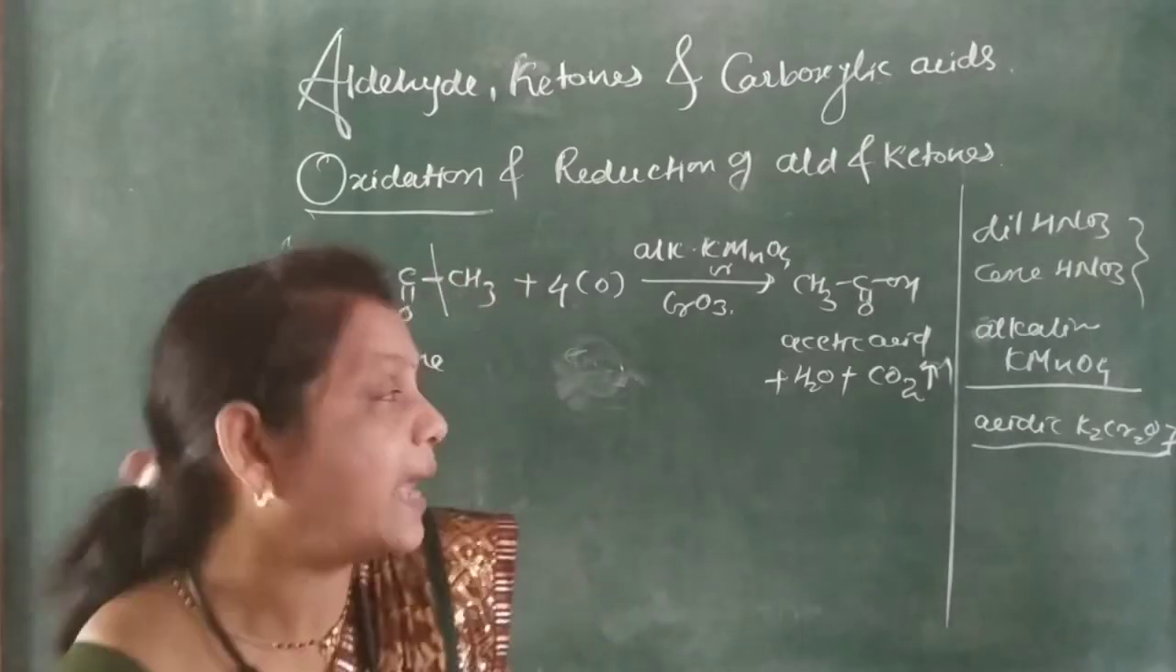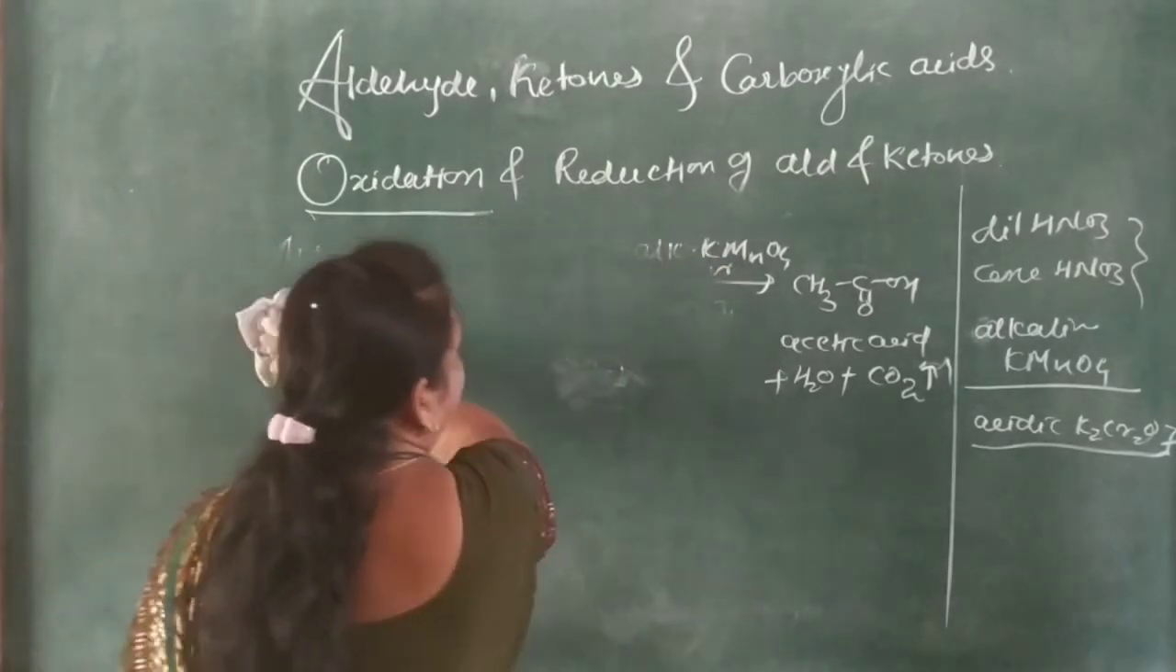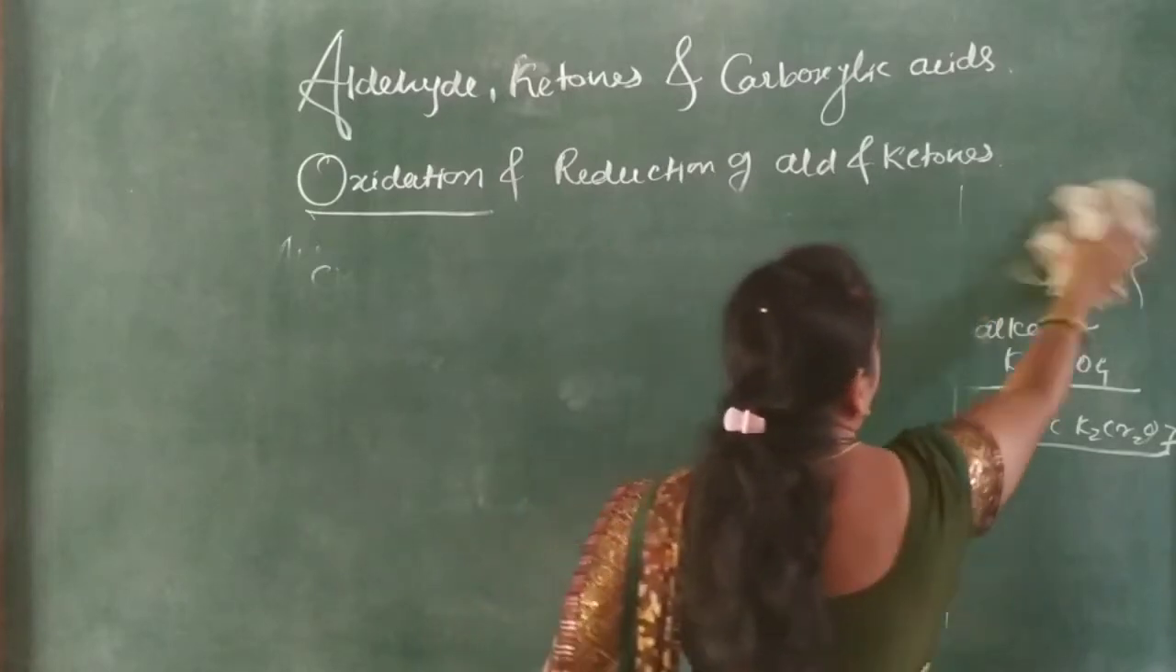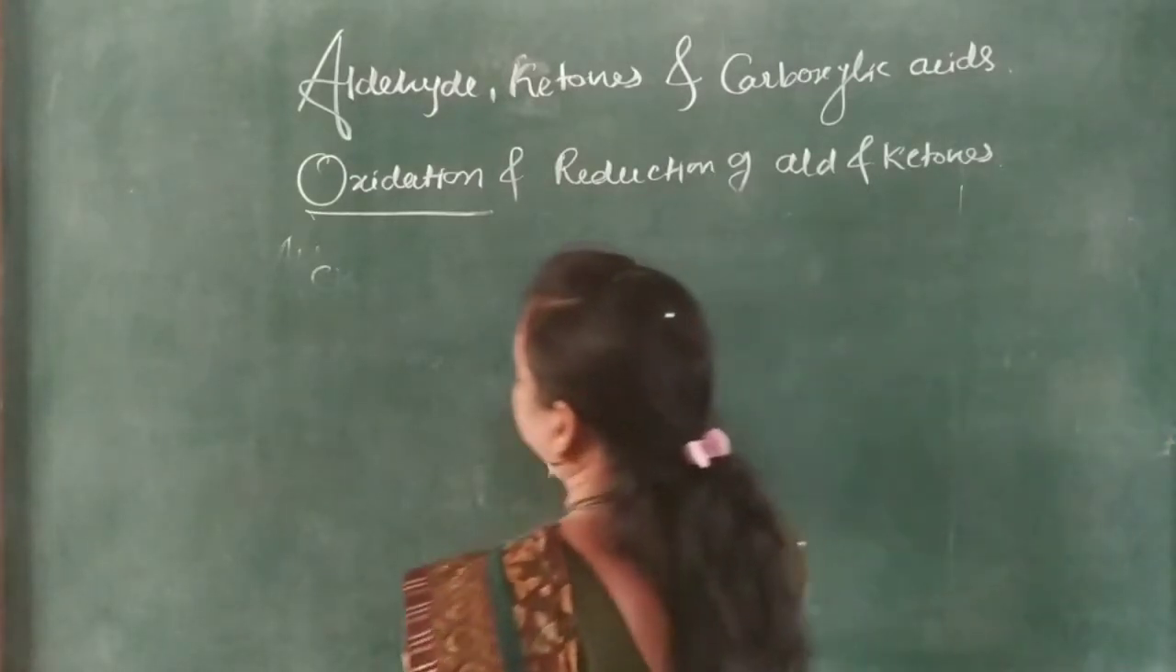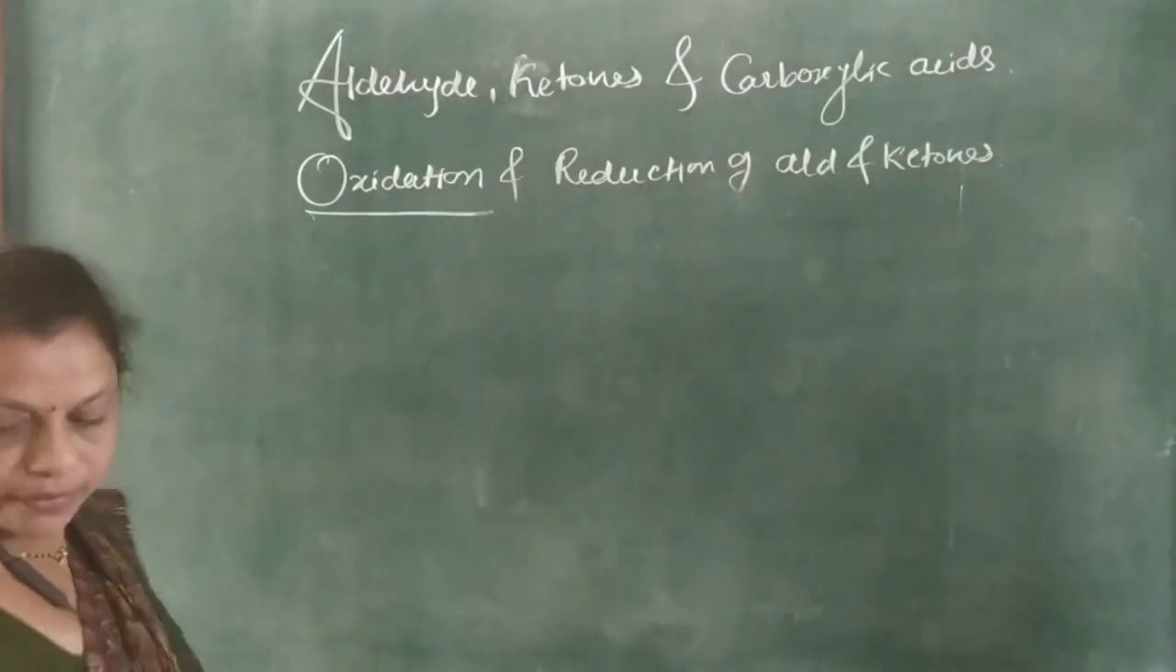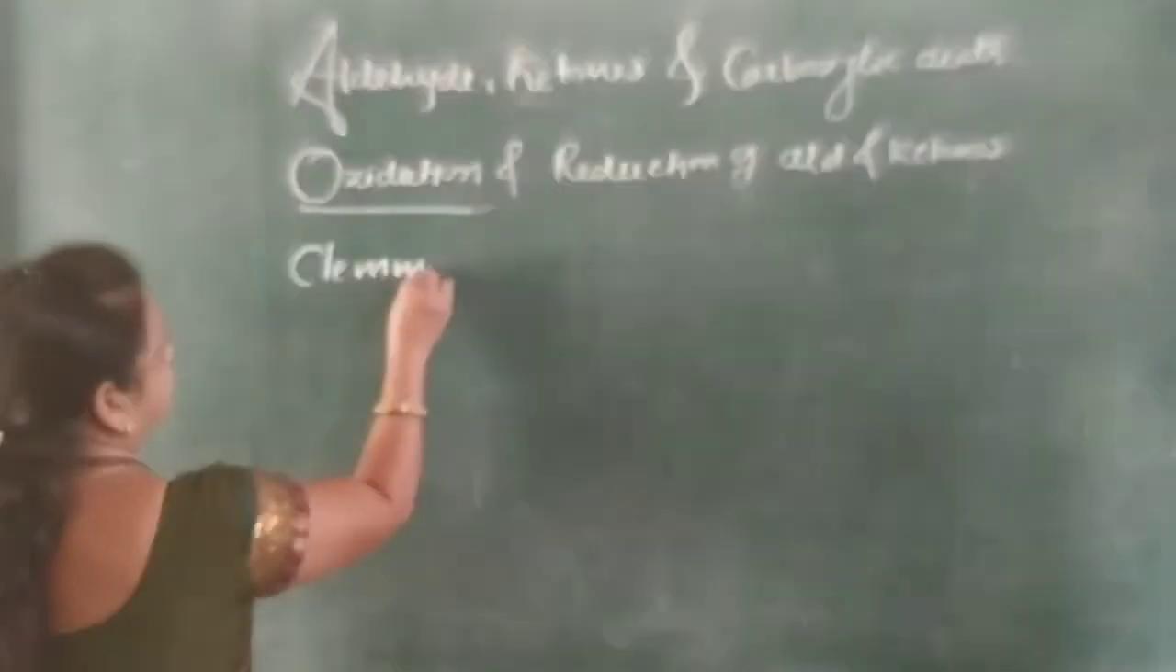Okay. Then after that, reduction of aldehydes and ketones. In the reduction, first we consider the Clemmensen reduction. Here, Clemmensen reduction.